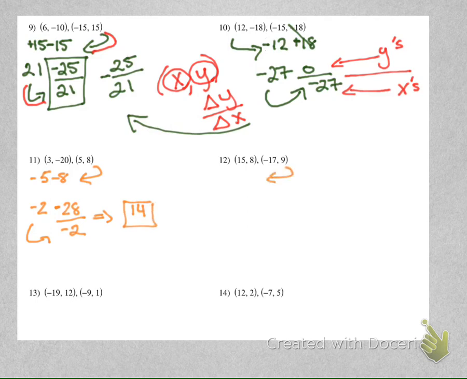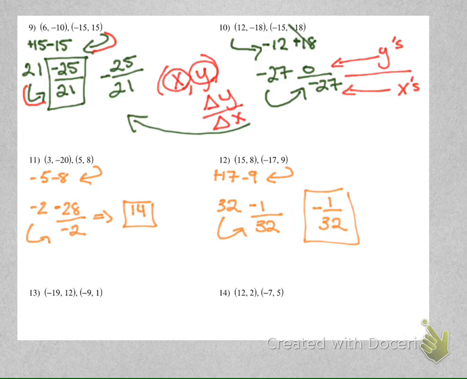Let's try another one. Bring this under. Negative 17 and 9. Change your signs. Combine 15 and 17. 32. Making sure. Bring it up. Yep. And that's a negative 1. 8 and a negative 9. Bring that under. We get a negative 1 over 32. Final answer. Slope. Let's come up to number 13.